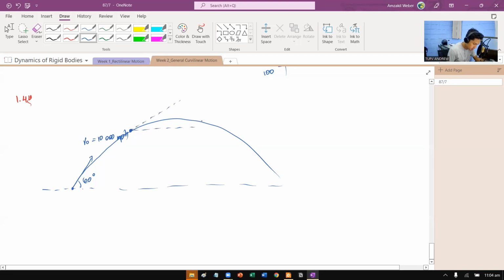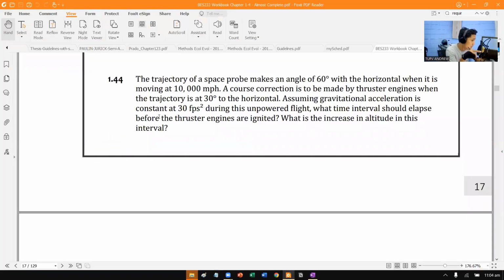The angle, which is tangent to the horizontal, is 30 degrees. Now, corrections to be made by custom engines when the trajectory is at 30 degrees to the horizontal. Okay, so that's not correct.